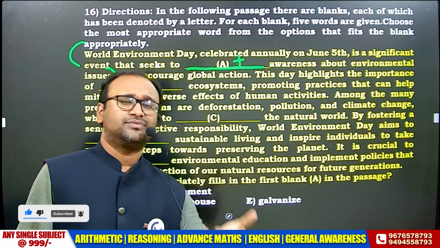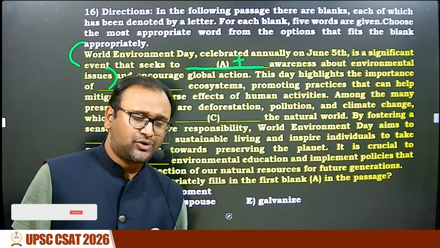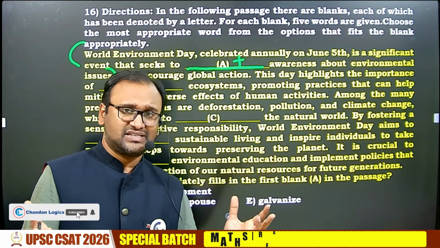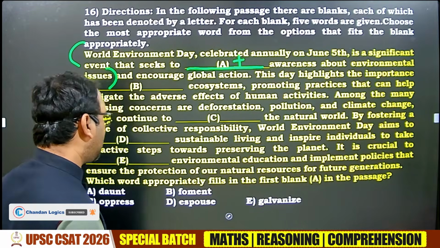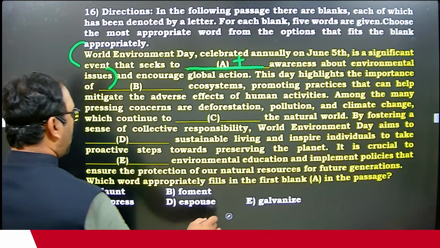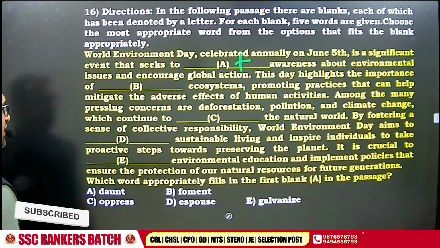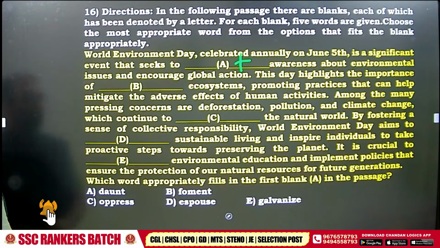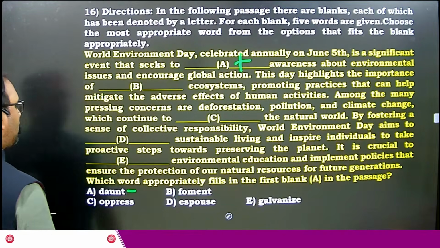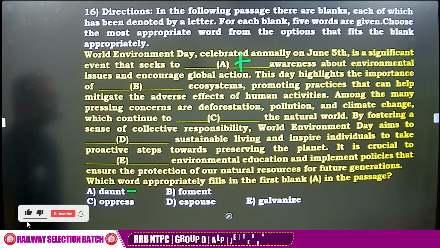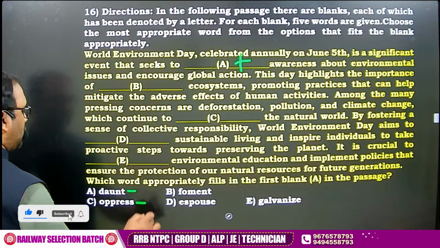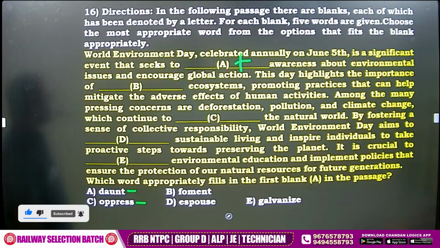You try to create awareness. You try to increase awareness, correct? But look at the options here. There should be some positive word, right? My dear friends, I'll tell you something. Daunt is a negative word. Daunt means give trouble, give problem. Oppress is a negative word. Oppress means discourage.